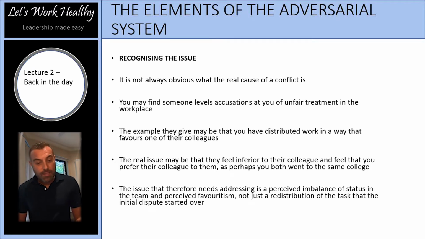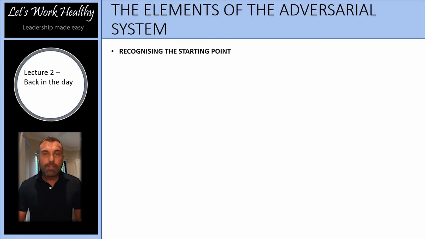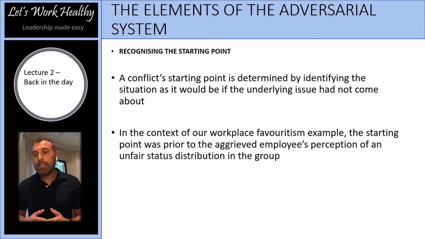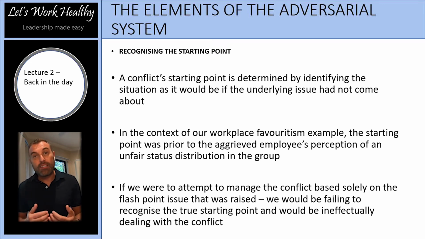Another skill is recognizing the starting point. So a conflict starting point is recognizing what would be the case if the underlying issue had never come to pass. So in our example I've just given there, the starting point wasn't that you distributed the work unfairly. It was way before that. It was perhaps when the new colleague started and you clearly showed some more affinity towards that person than the previous colleague. Perhaps that's where the starting point was. It's important to recognize the starting point, because only then can you move the conflict back in time and tackle the real issues. The next one I want to talk about is credibility of evidence.